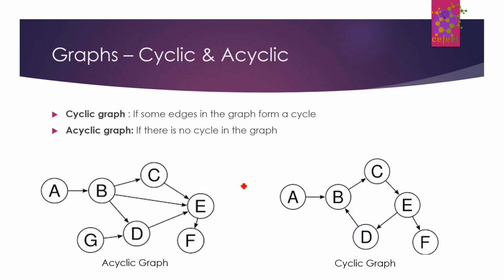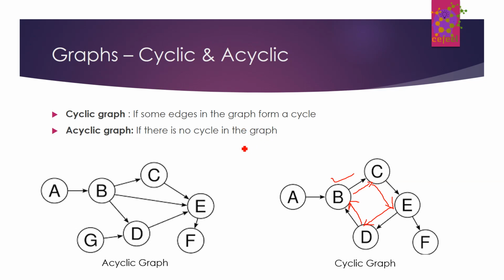Similarly comes the concept of cyclic and acyclic. So what is a cyclic graph? A cyclic graph is a graph wherein certain edges form a cycle. Cycle means we start from a node, we move through a set of edges and we reach the same node again. So the graph on the right is a cyclic graph. We can see if we start from node B, we can go from B to C, C to E, E to D, and again D to B. So we reach B in 4 steps without repeating any node, and we are forming a cycle.